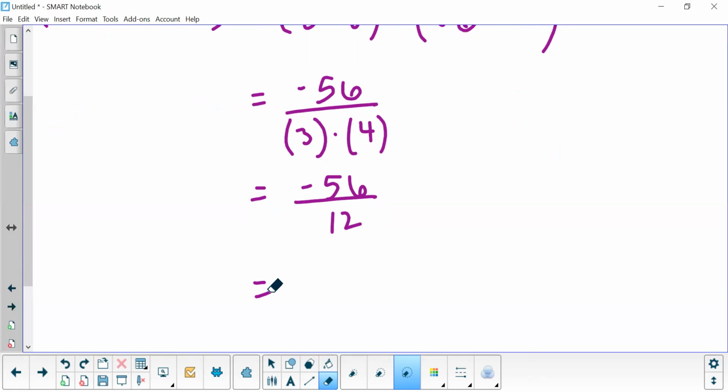Now I can actually do the division, now that the top is fully simplified and the bottom is fully simplified. I'm not sure how it wants my answers. Here it is as a decimal. As a fraction, it's negative 28 divided by 6, it looks like, is the simplest form.